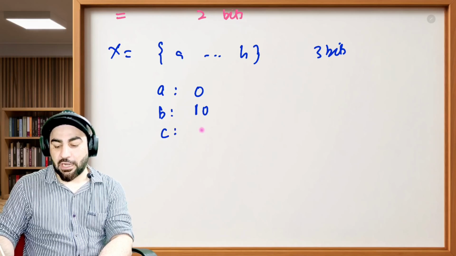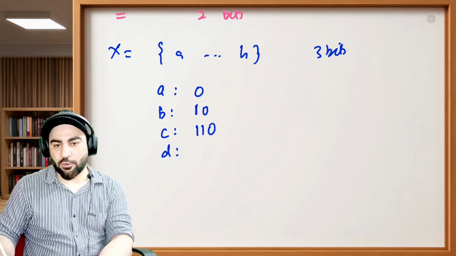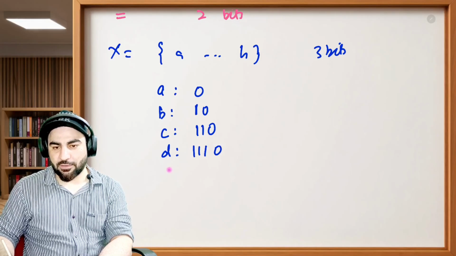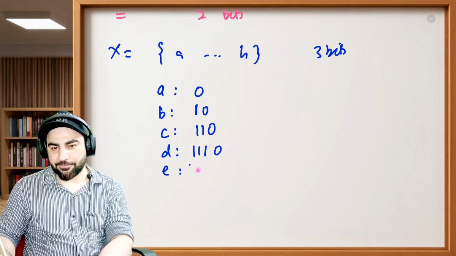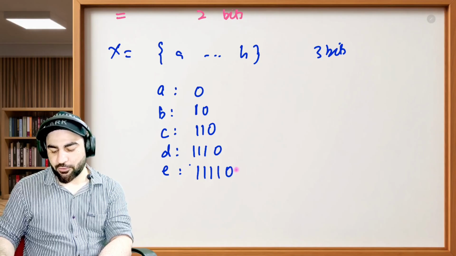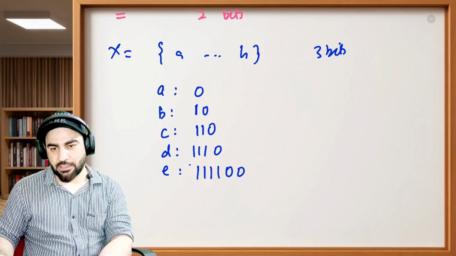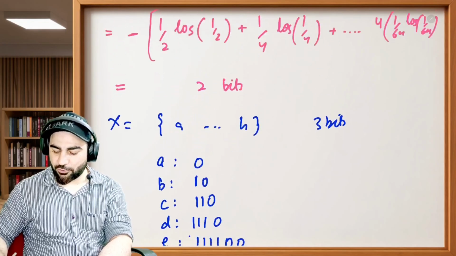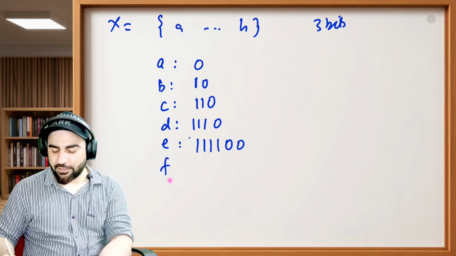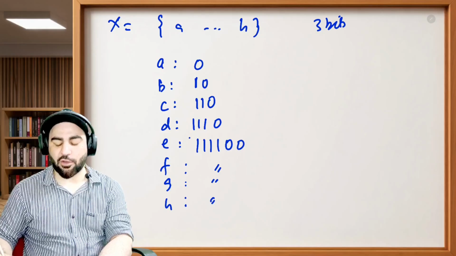For c, you'll encode it with 1 1 0. For d, we'll encode it with 1 1 1 0, 4 bits. For e, maybe 5 bits, 1 1 1 0 0, maybe 6. And then for the others also you will give 6: a, b, c, d, e, f, g and h. So you'll give 6 bits for these, but different combinations of 6 bits.